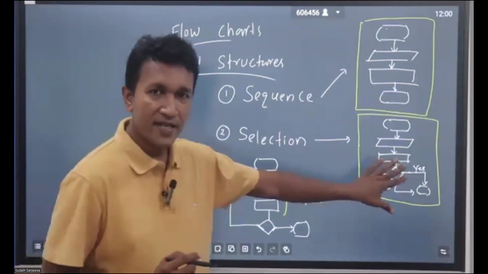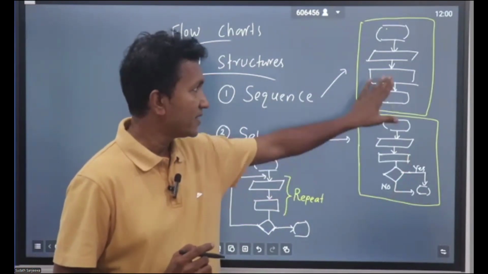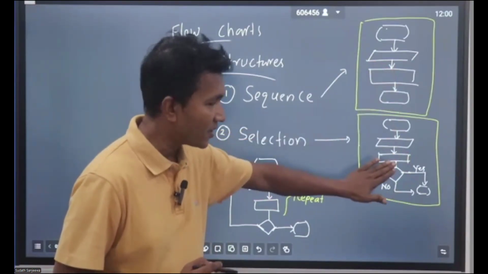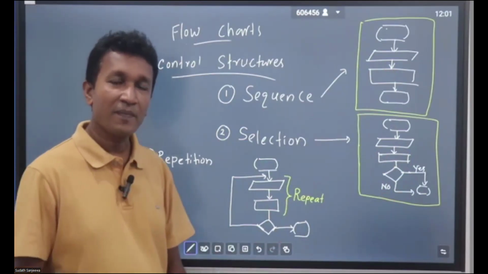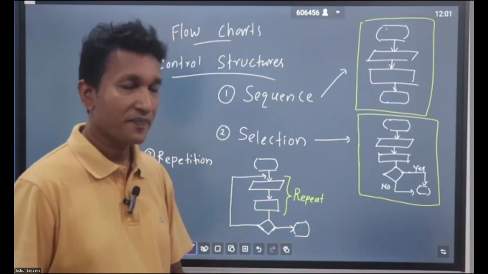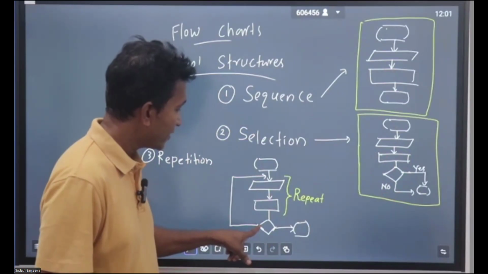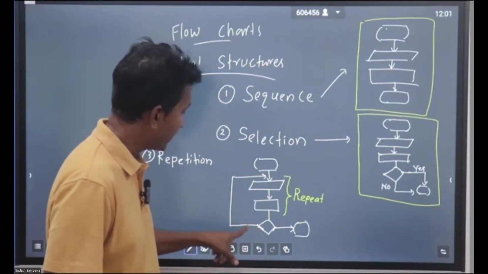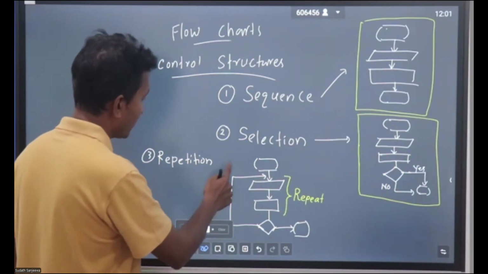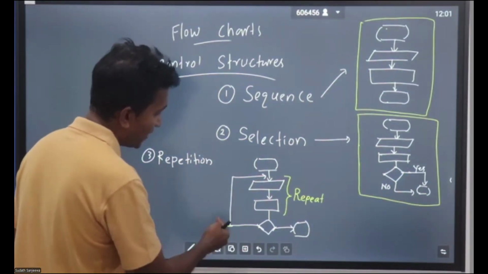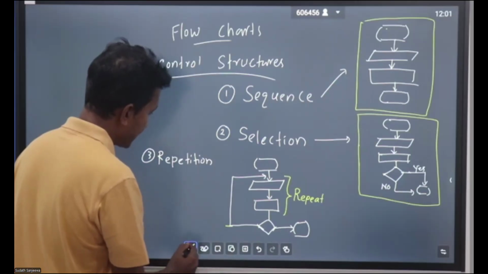But in these flowcharts, there are no repeating steps. Here, no repeating steps. But here, repeating steps. How to identify repetition? If it is a repeating one, the flow is going from bottom to top, right? The arrowhead is there. The flow is going bottom to top. That is how we identify. This is a repetition.